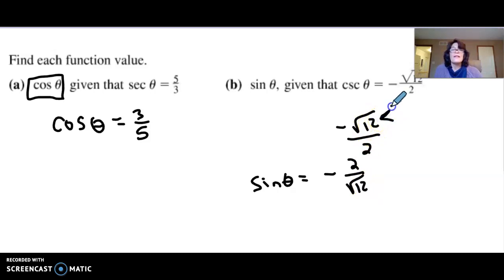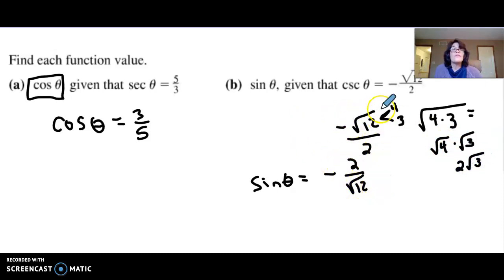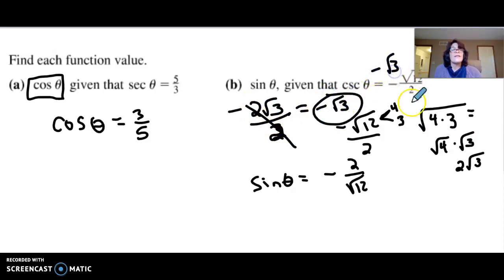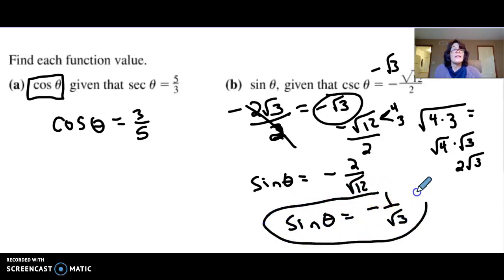Okay, 12 is 4 times 3. Square root of 4 times 3 is square root of 4 times square root of 3, and I can take the square root of 4. It's 2. So I would expect that you would have changed this to negative 2 root 3 over 2. So that we can see that really this is just the negative square root of 3 is what cosecant is. All right, they didn't give me it in simplified form. And so my sine of theta would be negative 1 over the square root of 3 is what I would want to see.